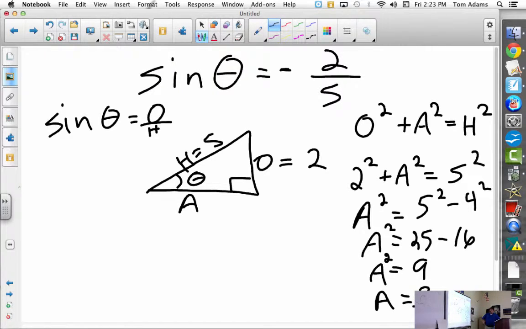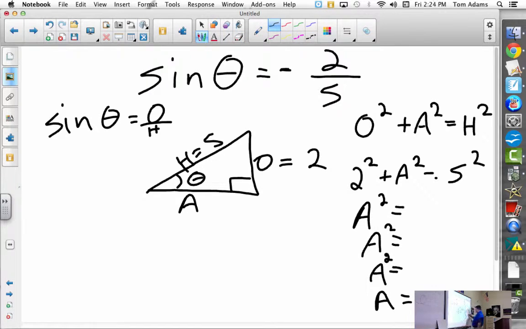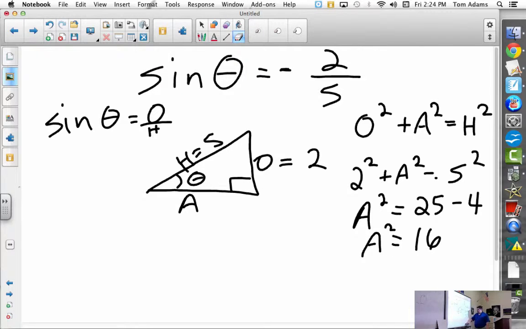Is that right? Oh wait, it's not 4 squared. I made a little mistake here. I got a little bit ahead of myself. This is actually 5 squared, which is 25, minus 4, right? Because it'd be 2 squared, so that would be 16. No, it's not 16. What is it, 19? 21. 21, I'm sorry. I'm really having a rough day with this today.